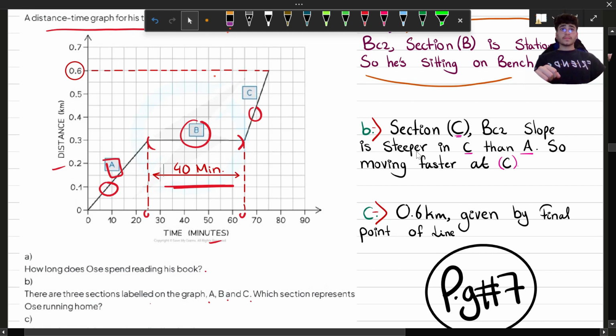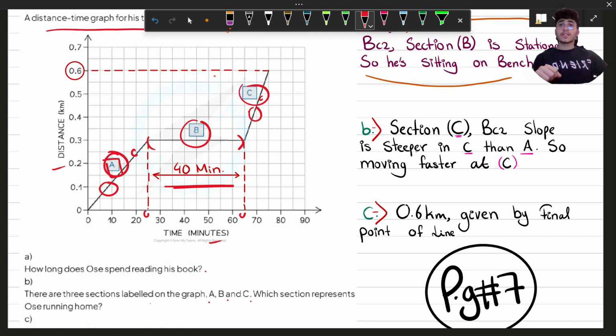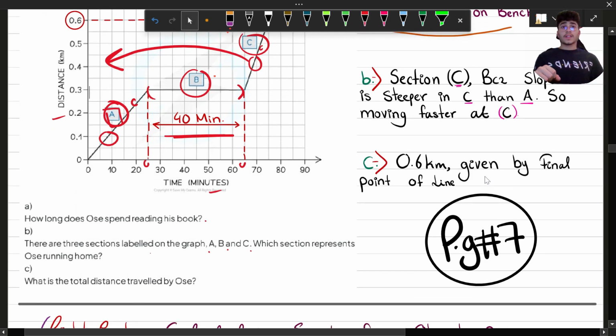The answer to B: Section C, because the slope is steeper in C than A, so he's moving faster at C. As we see, both are moving at a constant speed, C and A, but C is closer to the y-axis than A, so C is steeper, and the steeper slope is the faster one. So during C, Jose is running home. The answer to C: 0.6 kilometers, given by the final point of the line.